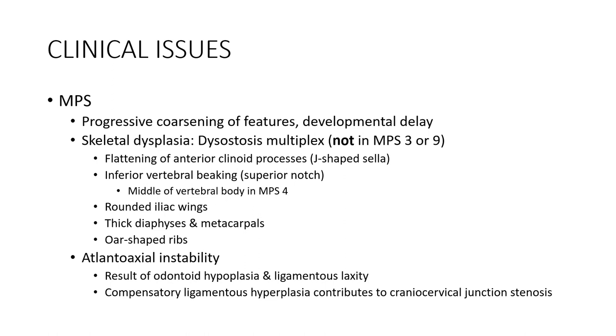Clinical. MPS: progressive worsening of features, developmental delay, skeletal dysplasia, dysostosis multiplex, not in MPS 3 and 9. Flattening of the anterior clinoid process, J-shaped sella, inferior vertebral beaking, superior notch in the middle of the vertebral body in MPS 4, rounded iliac, ring, epiphysis and metacarpal, oar-shaped rib.